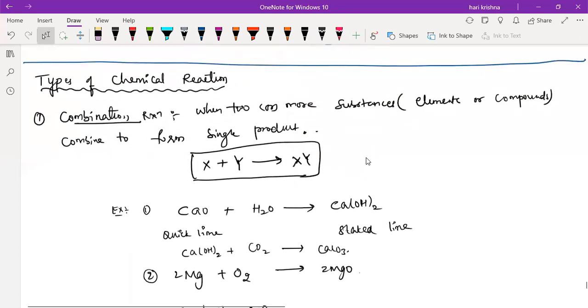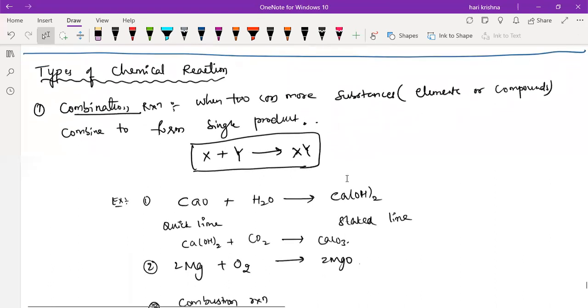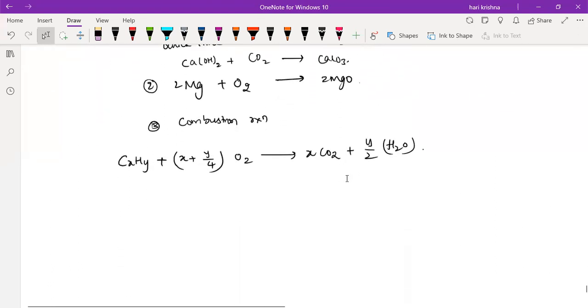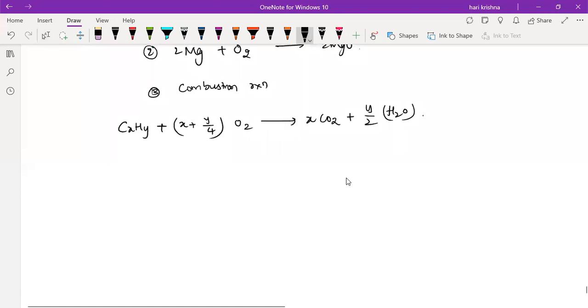Any doubts in this? No doubts, sir. Okay. And one more important point is, most of the combination reactions are exothermic reactions. I'm saying most only, not all. Sir, can you give some example of endothermic? Endothermic combination.